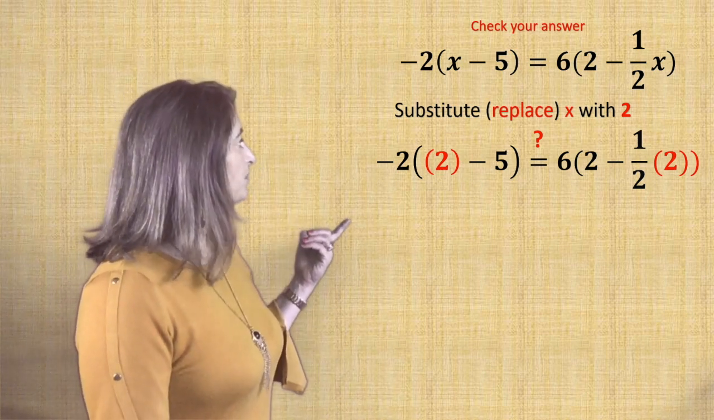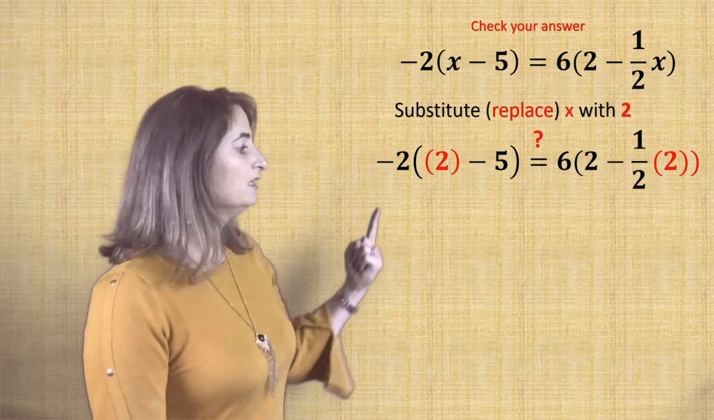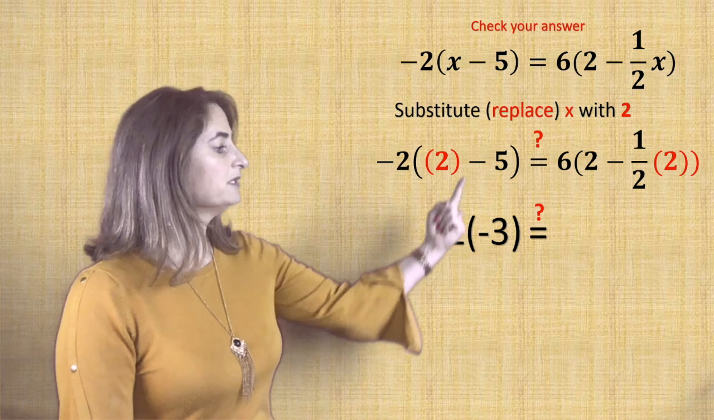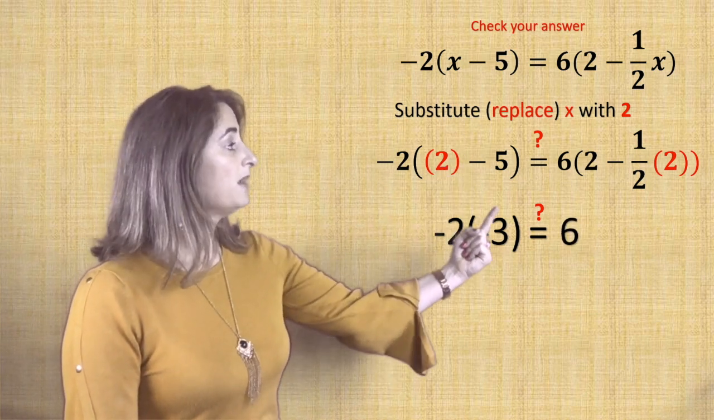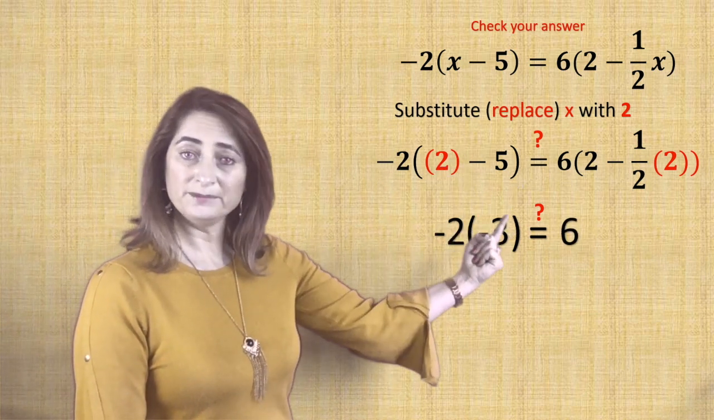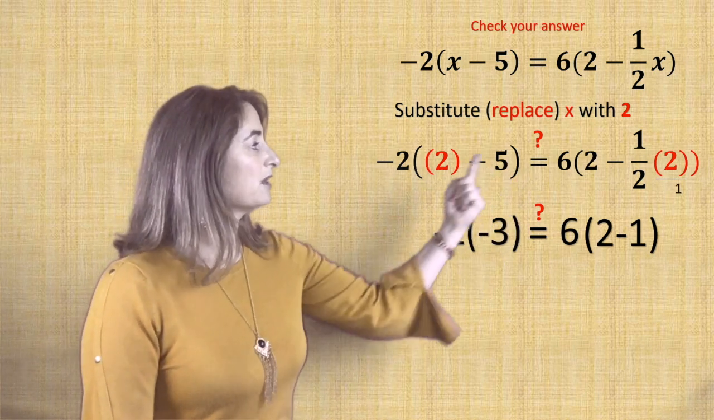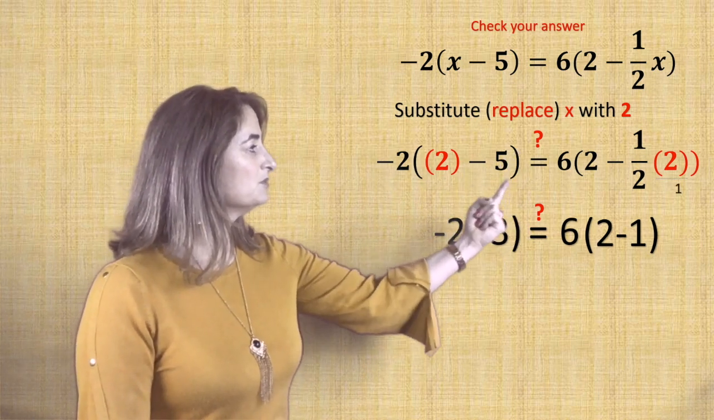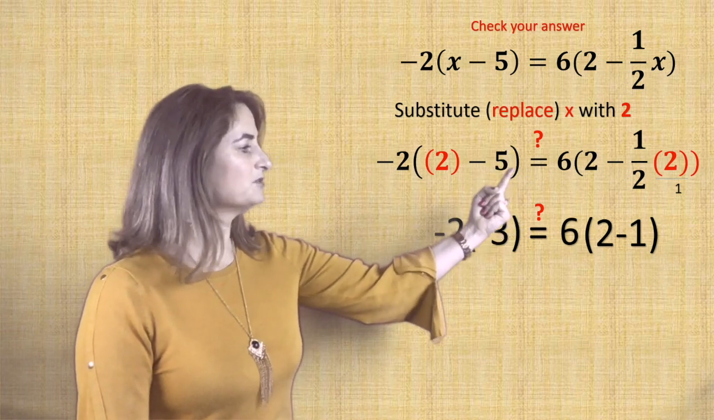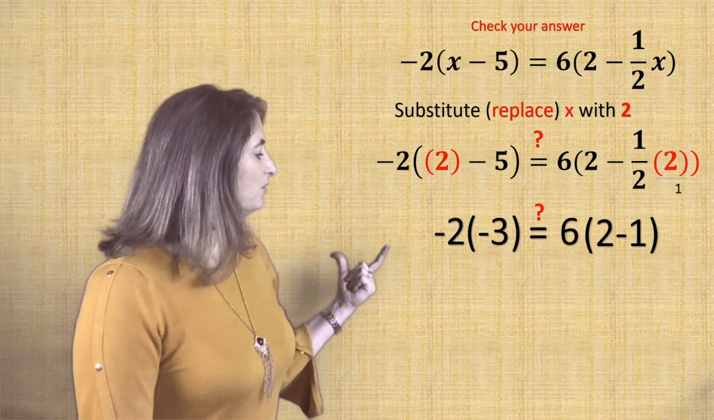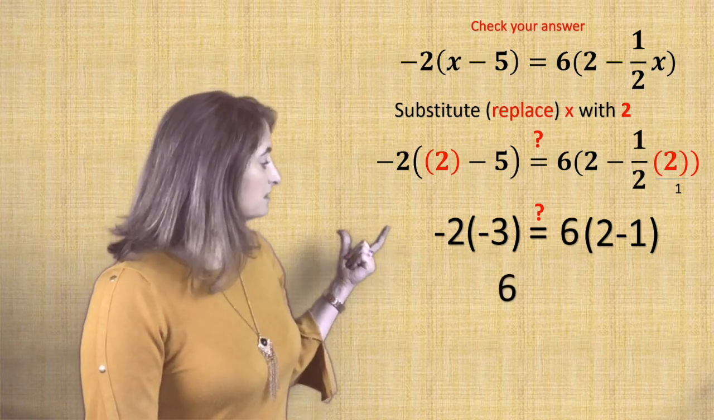Now use order of operations. 2 minus 5 is negative 3. Bring the negative 2 down, equal sign down, 6 bring it down, and then 2 minus half of 2 is 1. And if you don't know how to do that, put the 2 over 1 and multiply across. 1 times 2 is 2, 2 times 1 is 2, and 2 divided by 2 is 1, so you end up with 1 anyway. Now, negative 2 times negative 3 is positive 6.